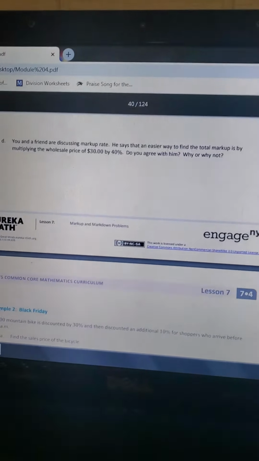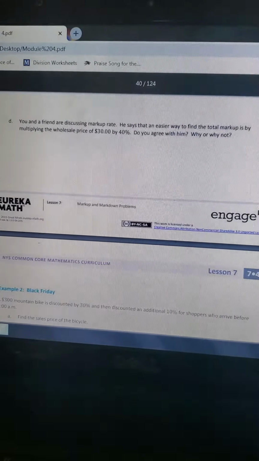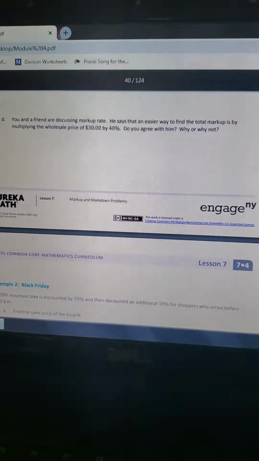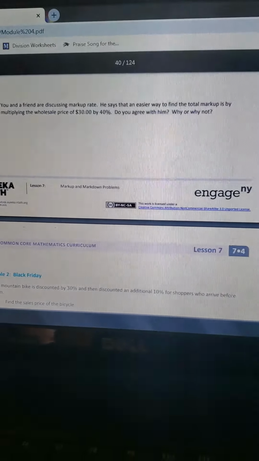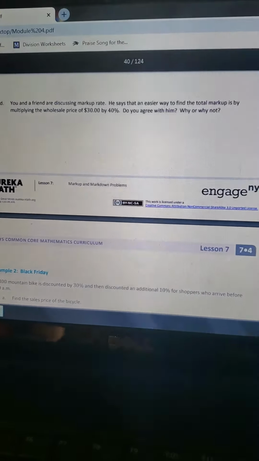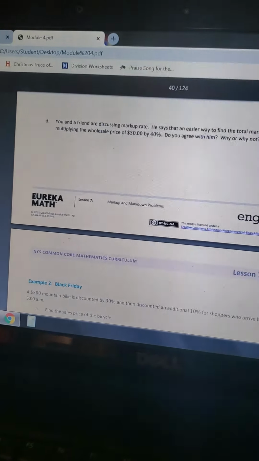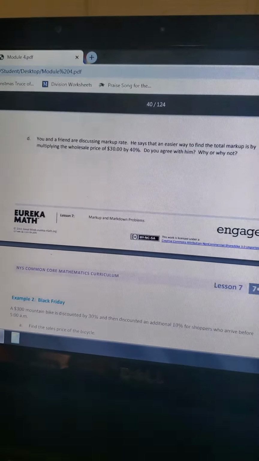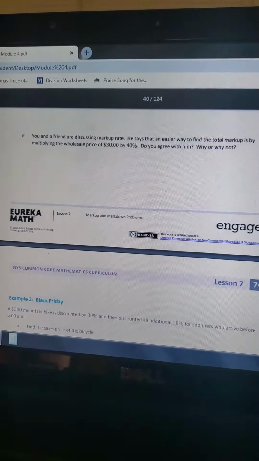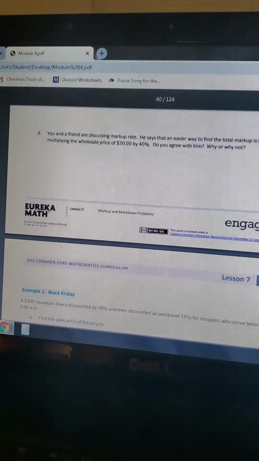Okay, so to answer this, in order to find the total markup, multiplying the wholesale price, $30, by 40% would give you the markup. Is that the easiest way? I suppose, unless you want to subtract the wholesale price from the retail price, that would work as well. That's definitely not the best way to get the retail price, or the price that you're going to pay. It would be much easier to multiply it by 140%.